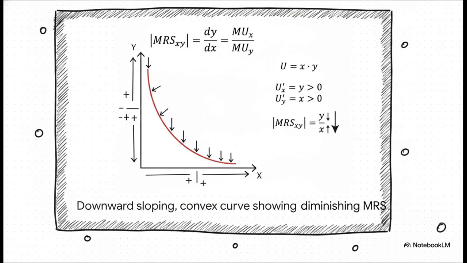And this trade-off has a very specific shape. It's convex to the origin. This represents what we call diminishing MRS. Think about it. As you hoard more and more of good X, you're going to be way less willing to give up your dwindling stash of good Y just to get another unit of X. That negative, flattening slope perfectly captures how our willingness to trade constantly shifts.